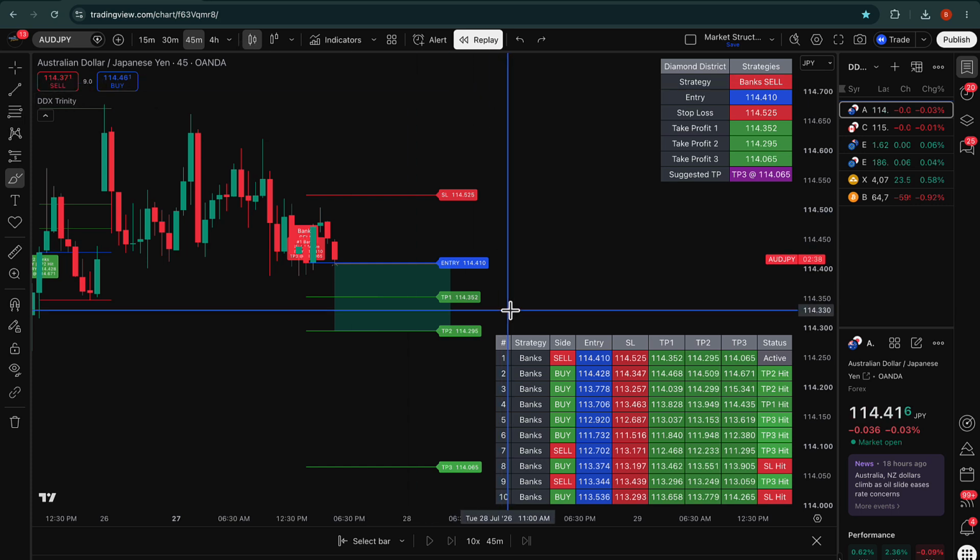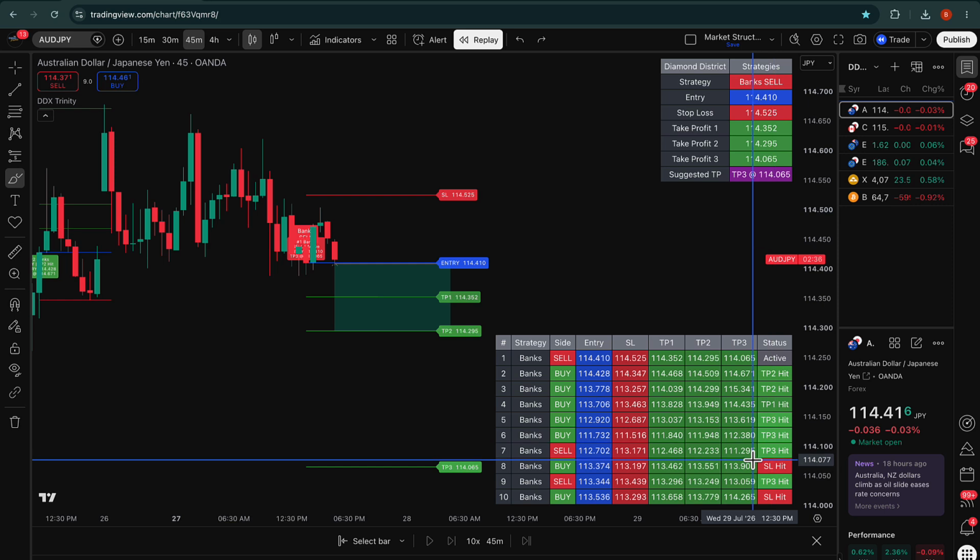So what's cool about this indicator, guys, is that it lets you know the last times it hit certain targets. So let's look at this one, for example. It hit stop loss twice. It hit TP3 1, 2, 3, 4 times. TP1 once. TP2 twice. So you can get a feel for it. It gives you a little more confidence of how well it's been doing the last 10 trades.